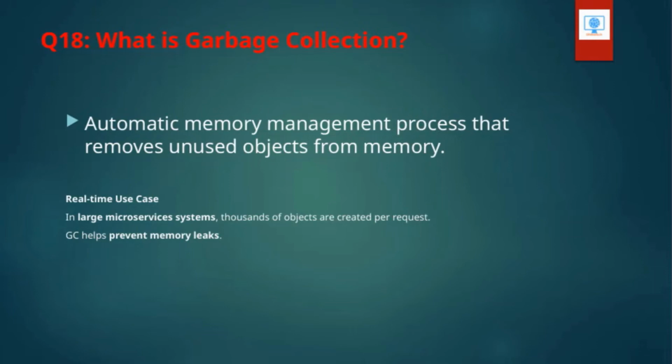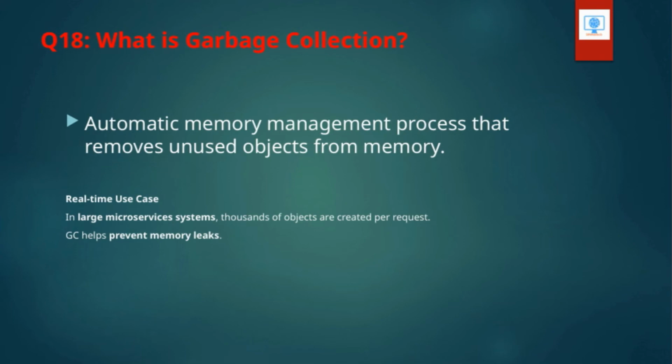Now, let's talk about the automatic memory management process, which is essentially a system that removes unused objects from memory. This process is crucial because it helps keep our applications running smoothly by freeing up space that's no longer needed. In real-time use cases, especially within large microservices systems, thousands of objects can be created per request. Without an efficient way to manage this, memory could quickly become overwhelmed.